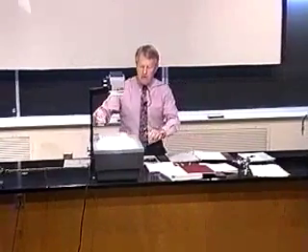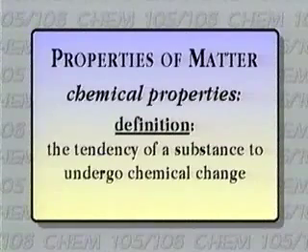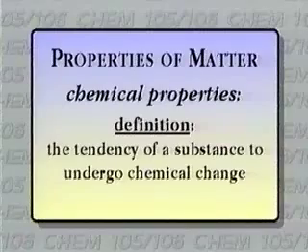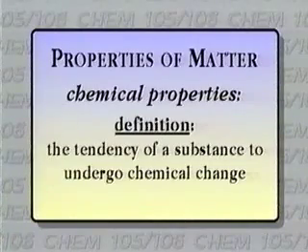Chemical properties are a little bit different. Chemical properties are basically the tendency that a substance has to undergo chemical change. That's a chemical property: the tendency to undergo chemical change. Okay? That's what we mean by a chemical property.